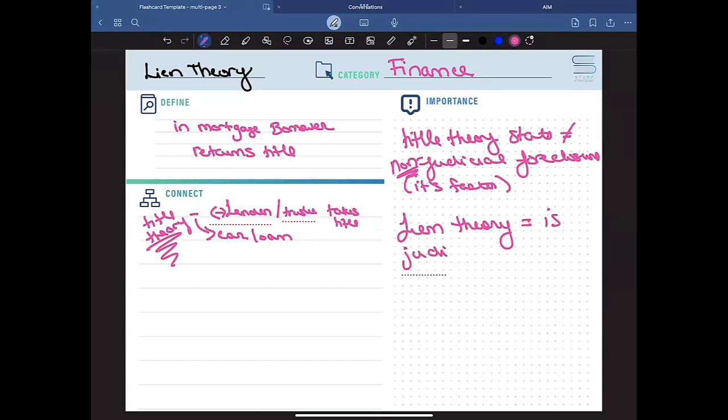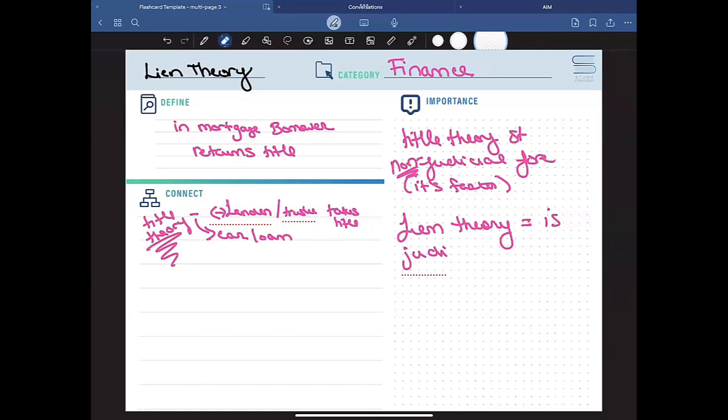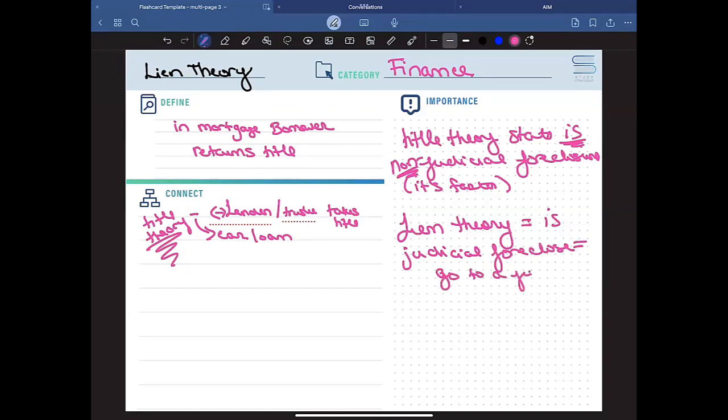Oh, I see what I need to do here. I was wondering why my notes weren't making sense. Title theory is non-judicial foreclosure. I think I was saying before it is not judicial, but either way. And then lien theory is judicial foreclosure, which means they go to a judge.